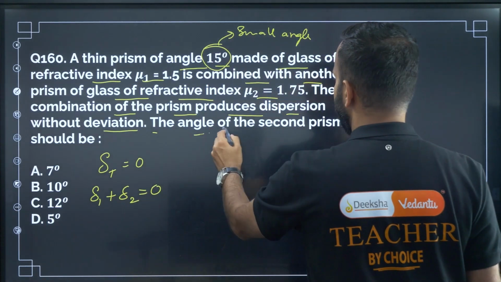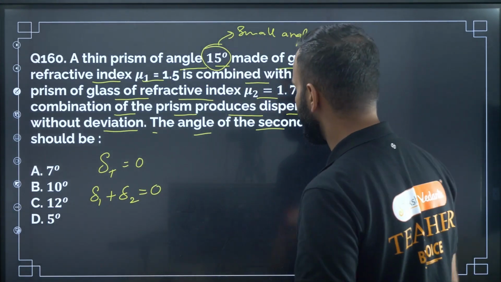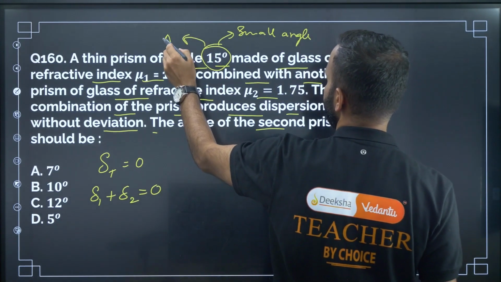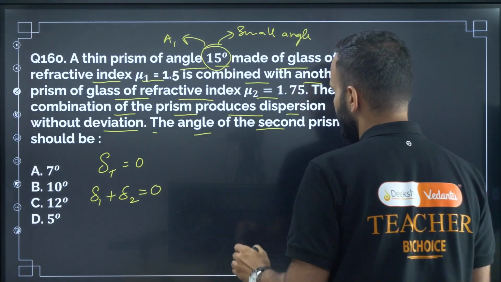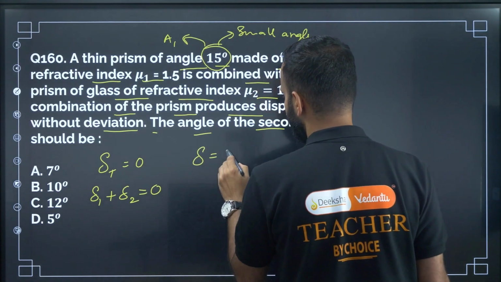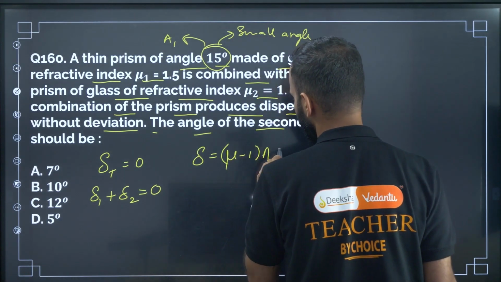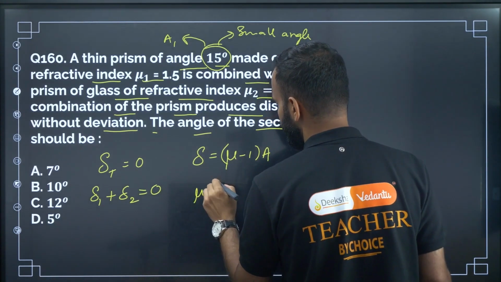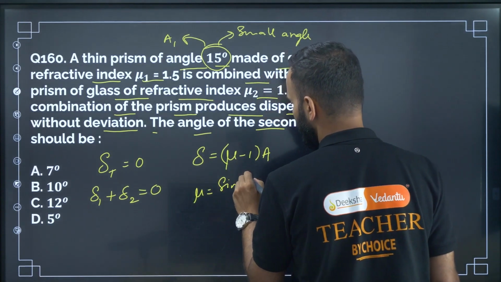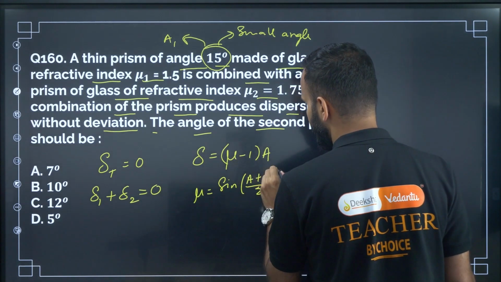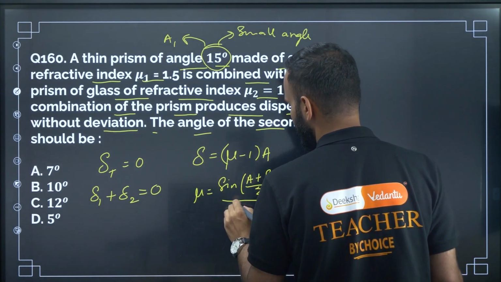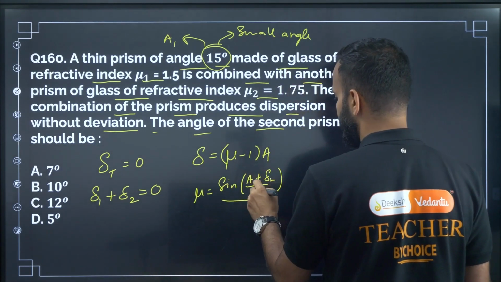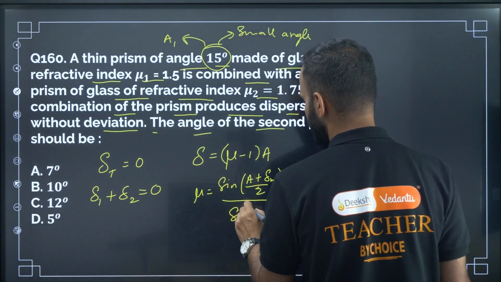We need to find the angle of the second prism. The angle of the first prism is given, that is A1. For a small prism, deviation is equal to mu minus 1 into A. How did we get this formula? We got it from the equation mu equal to sine of (A plus delta minimum) divided by 2, divided by sine of A by 2.